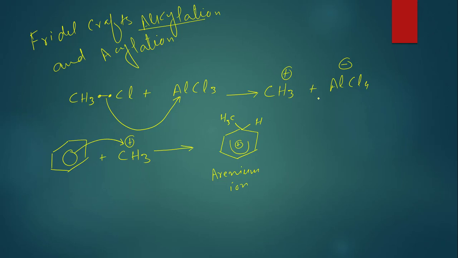So this AlCl4 negative, just like in our previous lectures, will extract hydrogen from here, and this electron pair will make the bond again at its position, so we will get methylbenzene. Its special name is toluene, or methylbenzene.